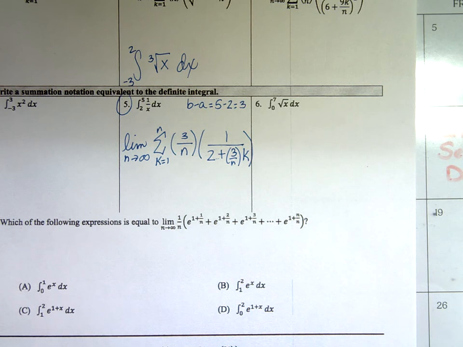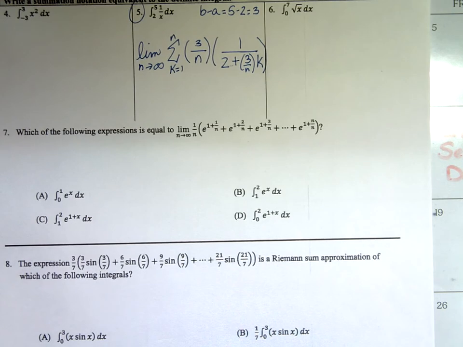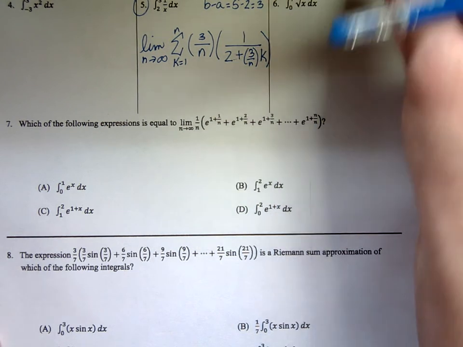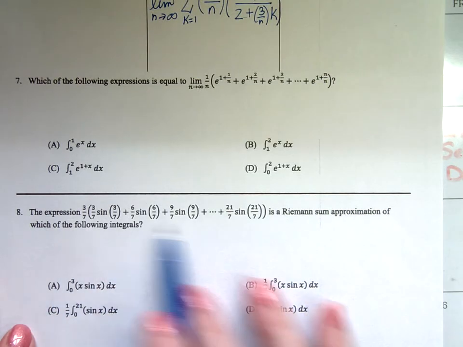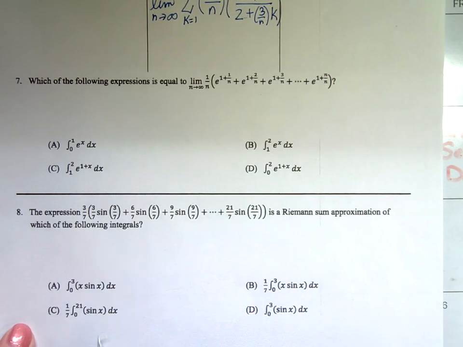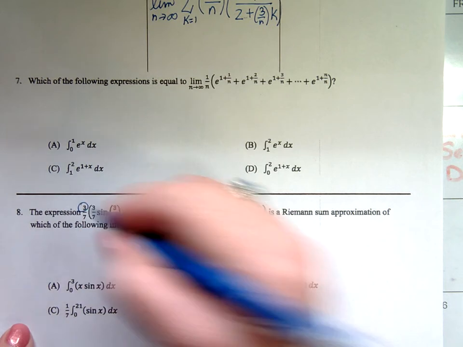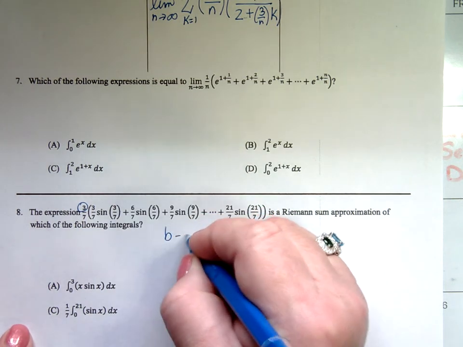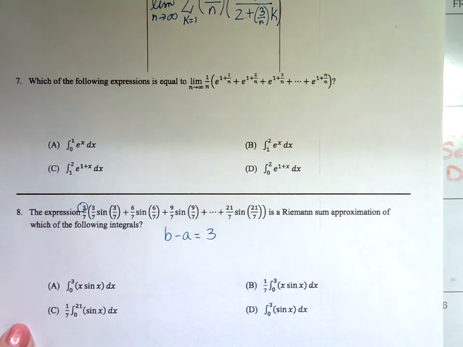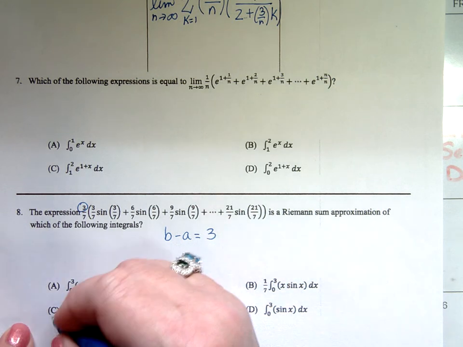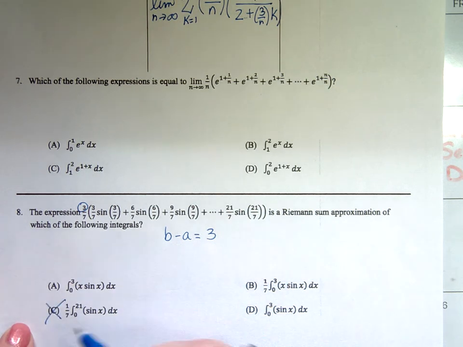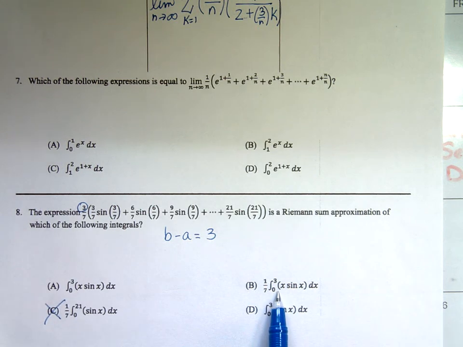All right, last one is number 8 that I want to look at. The expression is a Riemann sum approximation of which of the following integrals? So they want you to figure out which integral this fits. And so I'm looking at the numerator here. I know that my b minus a has to be 3. Well, that immediately knocks out c, right? This one's going 0 to 21. This one's 0 to 3. This one's 0 to 3. This one's 0 to 3. So I know that any of the rest of those, A, B, or D, are going to work for this guy.